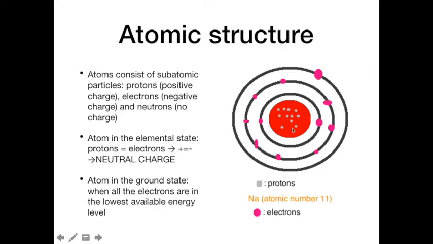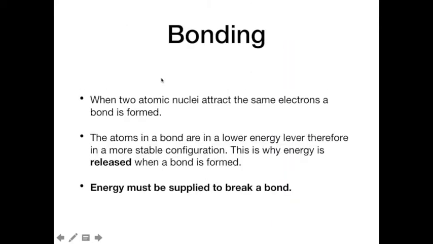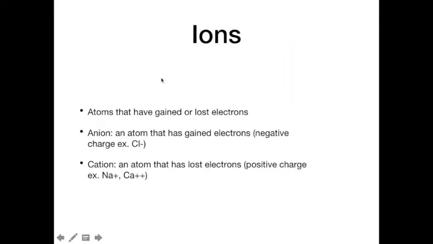This is not called an atom, it is called an ion, because it does not have a zero charge. It has lost or gained some electrons. That means this equality is no longer true, and therefore we cannot call it an atom. This is why we call it an ion. So there are atoms that have gained or lost electrons.